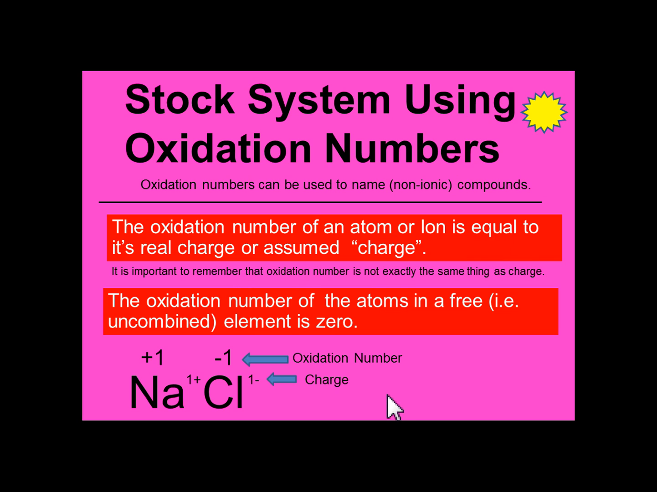or its assumed charge. Now here's a free element, chlorine, which exists as a diatomic element, Cl2. In this case, both of those chlorine atoms need to add up to 0. And there's only one way you can add up chlorine atoms to 0 and still be the same, because they're 2 identical chlorine atoms, and that's if the charge is 0 and the oxidation number is 0. So the oxidation number of atoms in a free or uncombined element is 0. That's the second rule here.